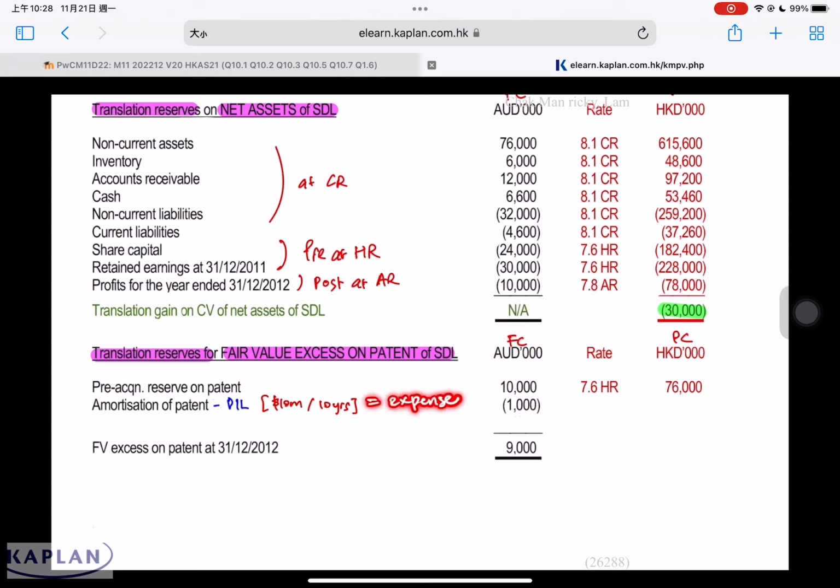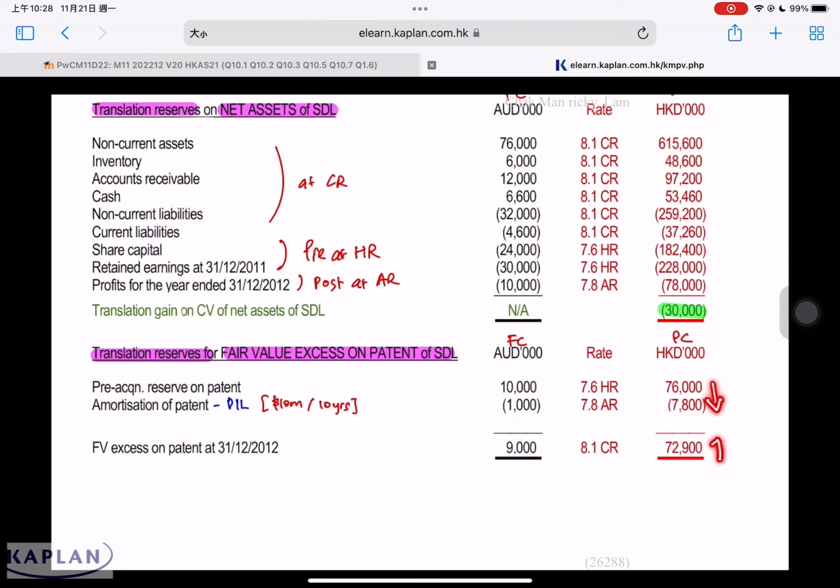Amortization is an expense. Expense will be translated using the average rate. Patent at the year end is an asset. Assets at the year end will be translated using the closing rate. Applying the exchange rate, the average rate for the year is equal to 7.8. The closing rate at the year end is equal to 8.1. The translated amortization charge to P&L will be equal to 7,008. The translated patent asset remaining at the year end, 9,000 multiplied by 8.1, is equal to 72,900 Hong Kong dollars.